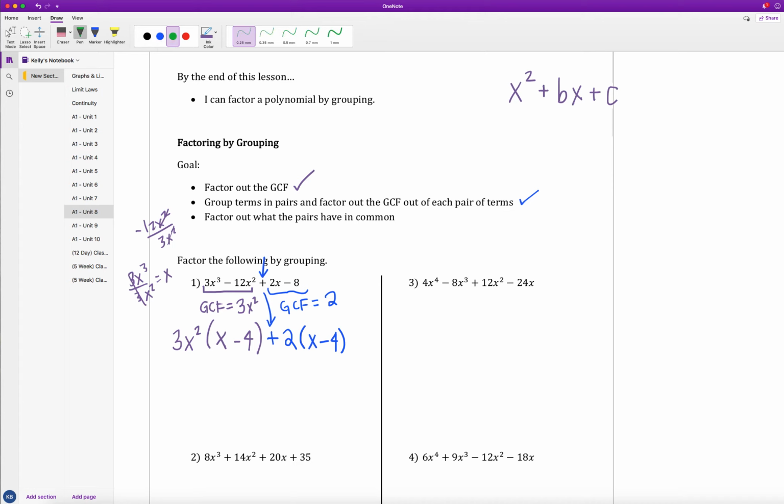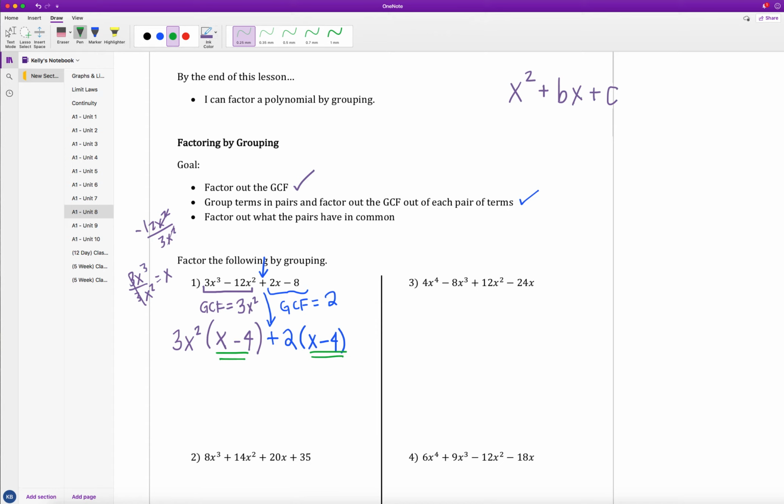From here, we want to factor out what the pairs have in common. So you'll notice now we actually have 2 terms. We have this one whole term in purple, and we have this second term here in blue. When I look at each of these terms, they have something in common. Each of these terms has an x minus 4. And this happens anytime that we have a factor by grouping problem.